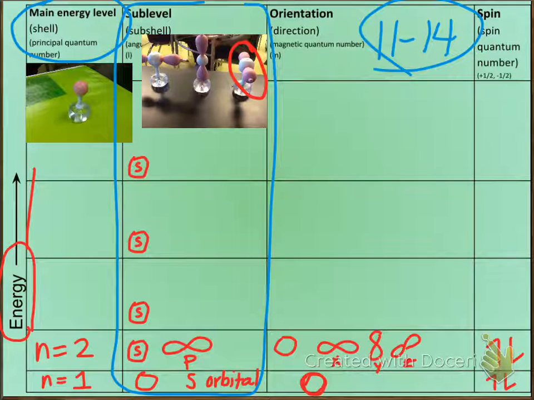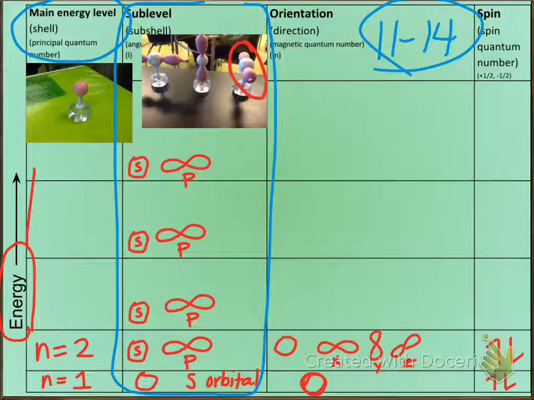I'm just not having a good day with cut and paste. It's not my day. Copy, paste. So once we have a shape of orbital, every level above that has that shape. So everything from 2 and up has p orbitals.